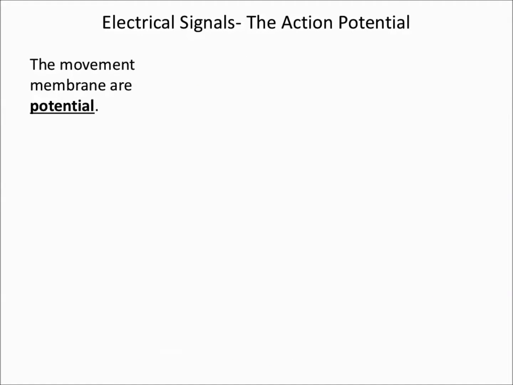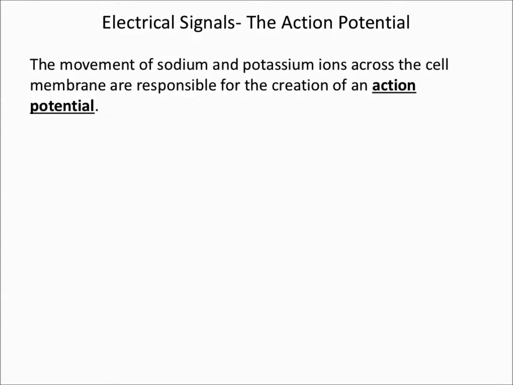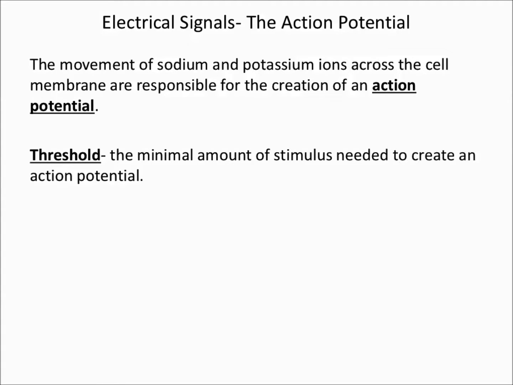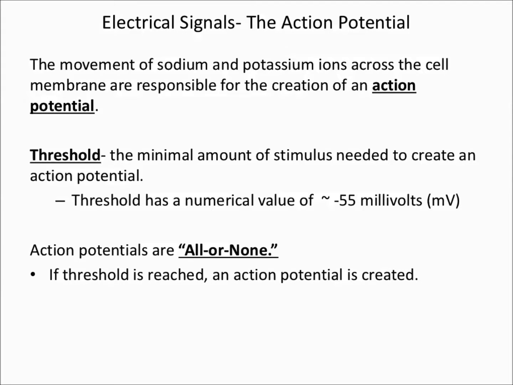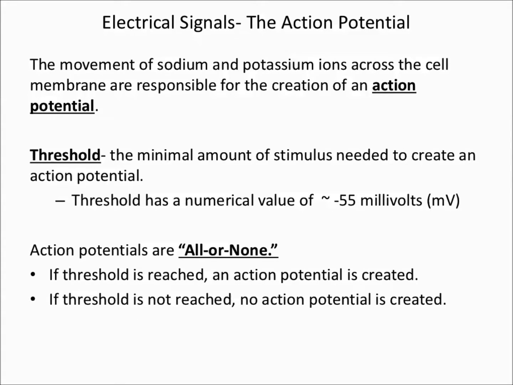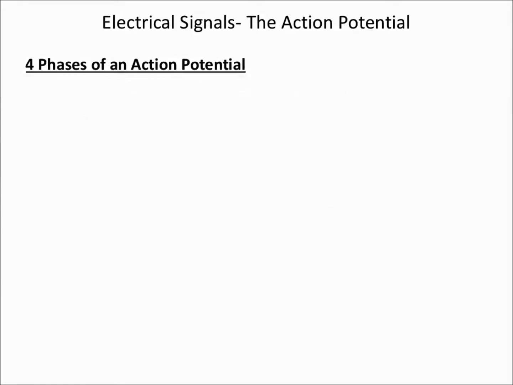The movement of sodium and potassium ions across the cell membrane creates another charge called an action potential. In order to create an action potential, a minimal amount of stimulus called threshold is needed. Threshold has an approximate numerical value of roughly negative 55 millivolts. An action potential follows the all or none principle. In other words, if threshold is reached, an action potential is created. If threshold is not reached, no action potential is created.